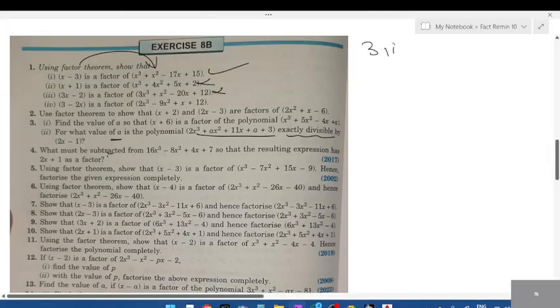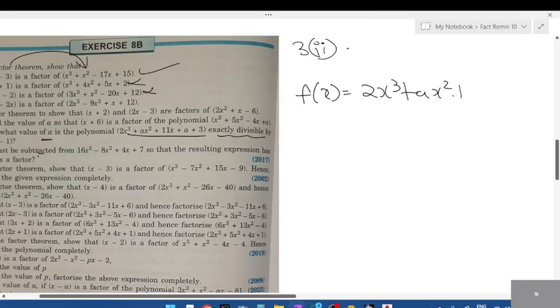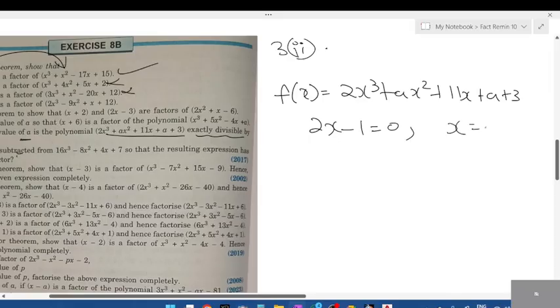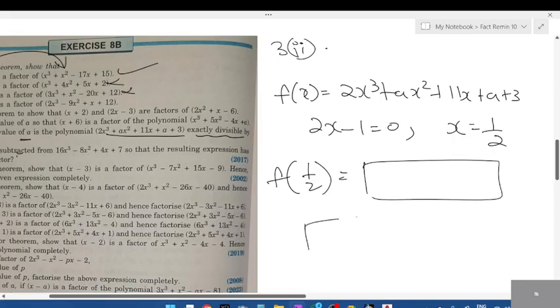Solve the second question. All of you will try the second one. For what value of a is the polynomial f of x equals 2x cube plus ax square plus 11x plus a plus 3 exactly divisible by 2x minus 1? The word exactly divisible is given, so the remainder should be 0. Take 2x minus 1 and find the value of x. x equals 1 by 2. Substitute. Once you find the answer, you'll get an equation. Take that equation, equate it with 0 because the remainder is 0. Complete it.